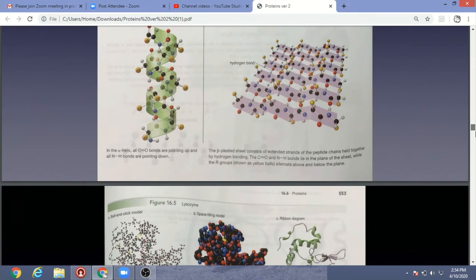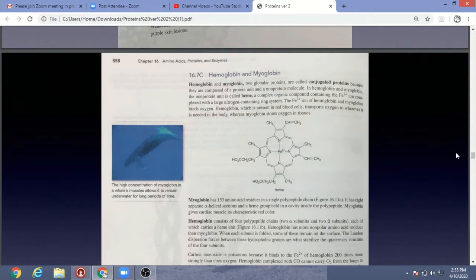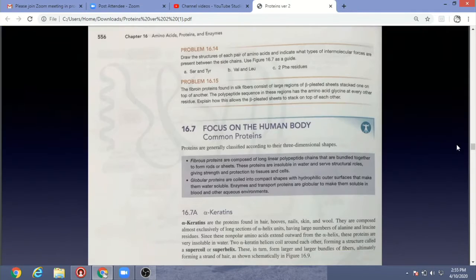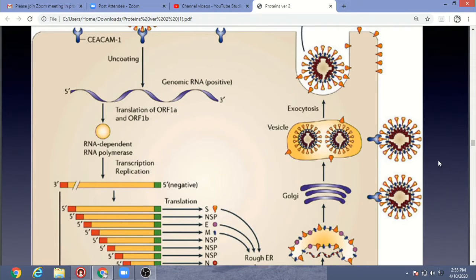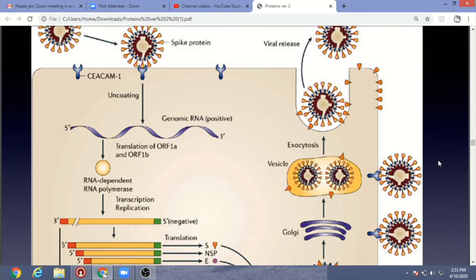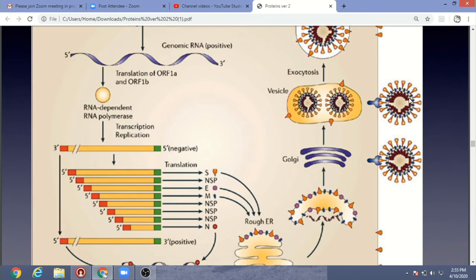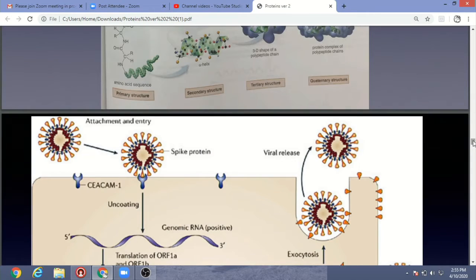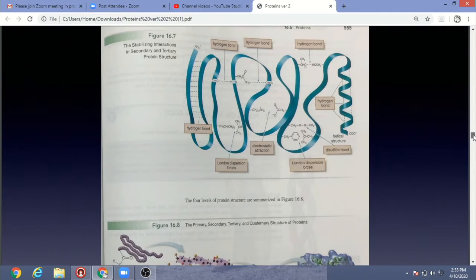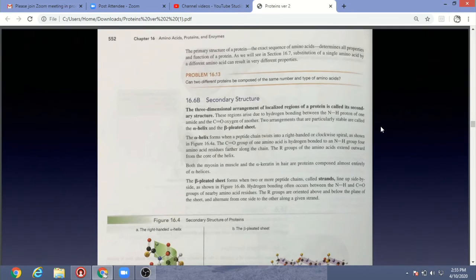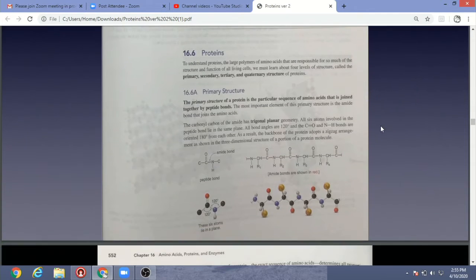And so one thing I also want to do is show you this slide that is pretty cool. I found this online. It talks about the coronavirus and how it has these spike proteins, and those proteins do what they do. And anyways, I'll go into that when we get towards the end of the lecture, just for your pleasure. But we're up here at 16.A, primary structure.